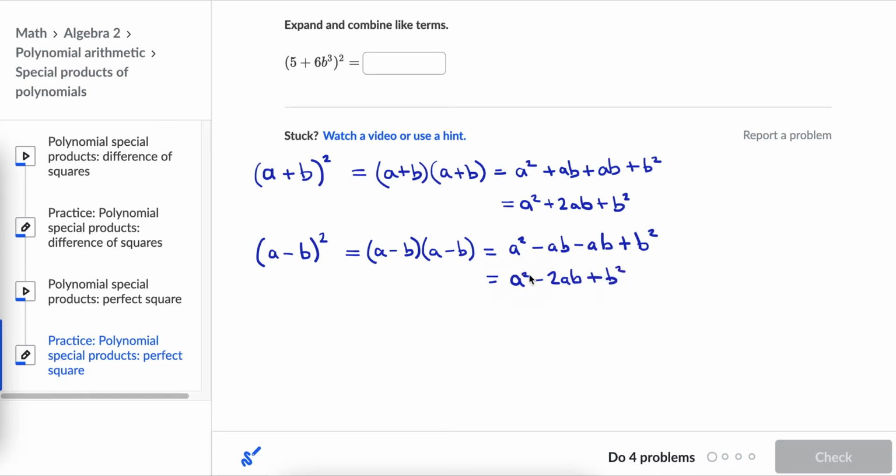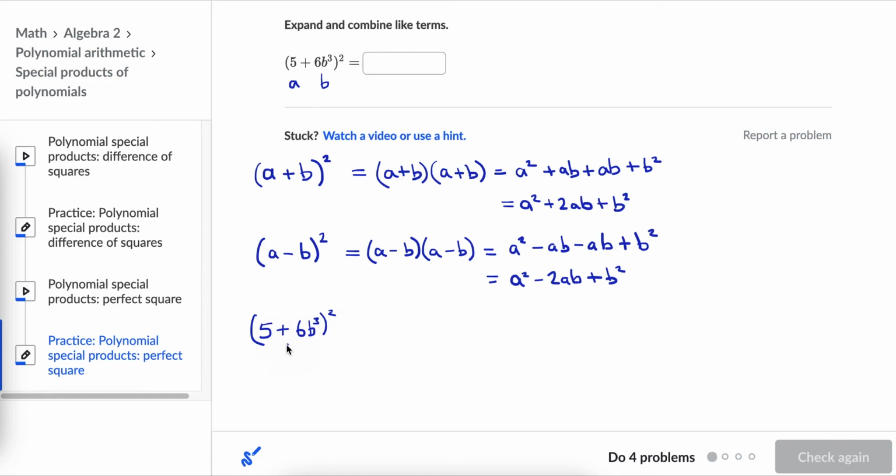So that's your essential rule, and you can apply that to any of the questions that you have. Let's look at the question we have right up above here. We're essentially saying that this 5 is your a, and that 6b cubed is your b. So we're going to set this up as 5 plus 6b cubed, and it's all squared.